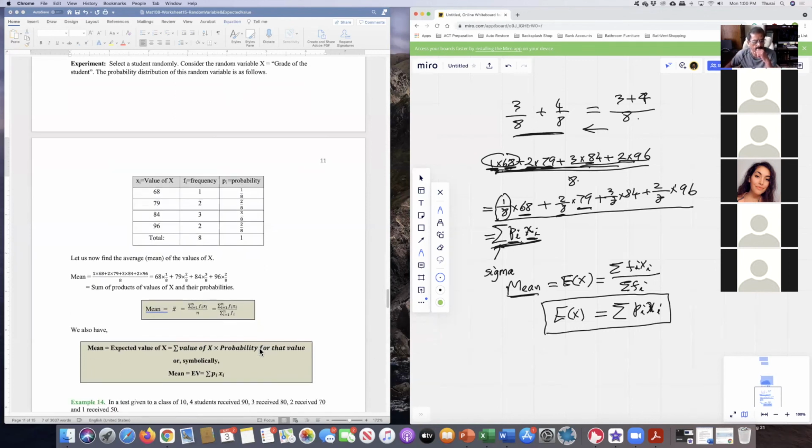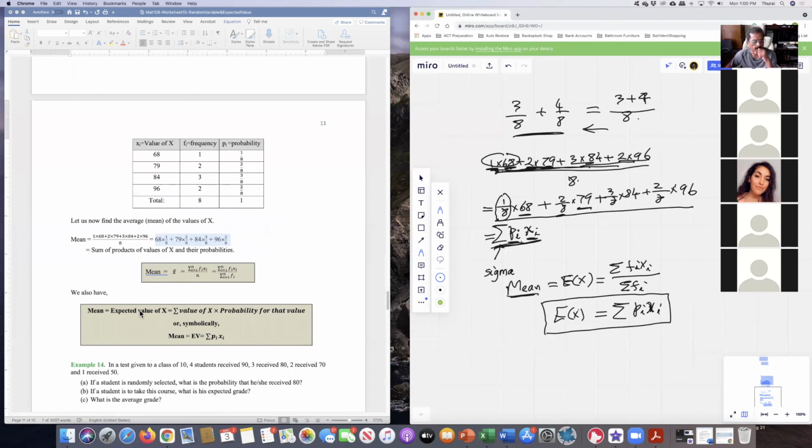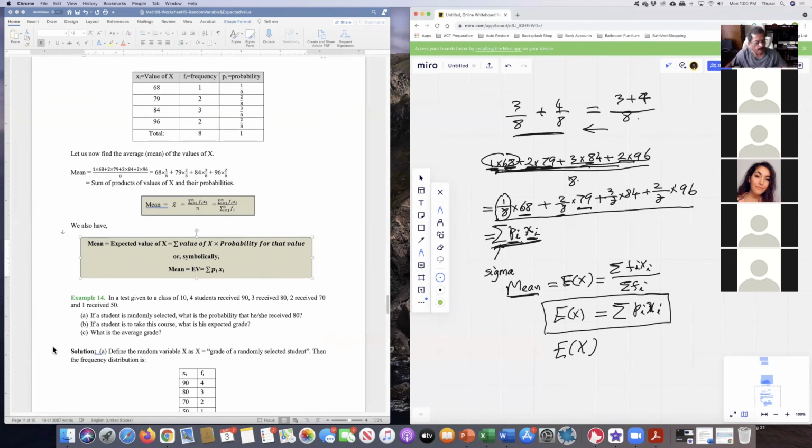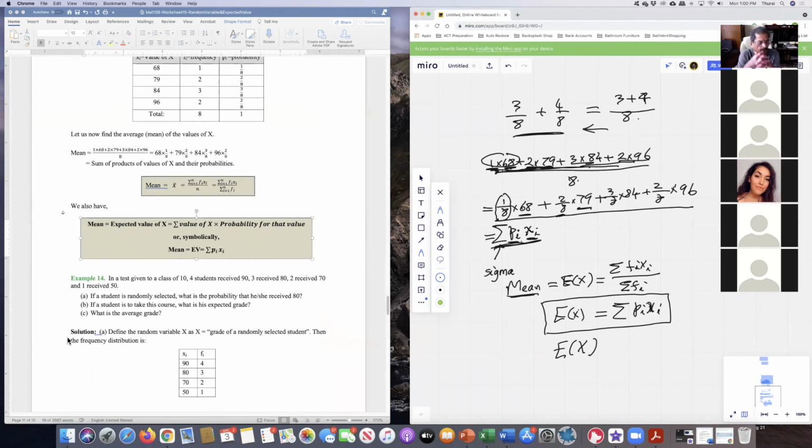So here is the conclusion. Expected value of X is given by sigma pi xi. Sometimes some books will use EV to mean expected value. The common notation is E, parentheses, the name of the random variable X. That's a more common notation. Okay, so let's go to a simple example.